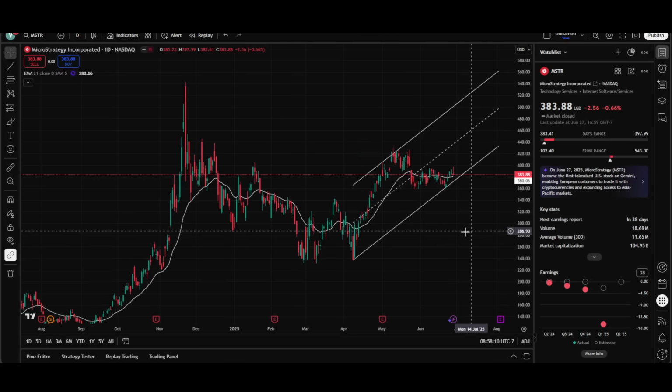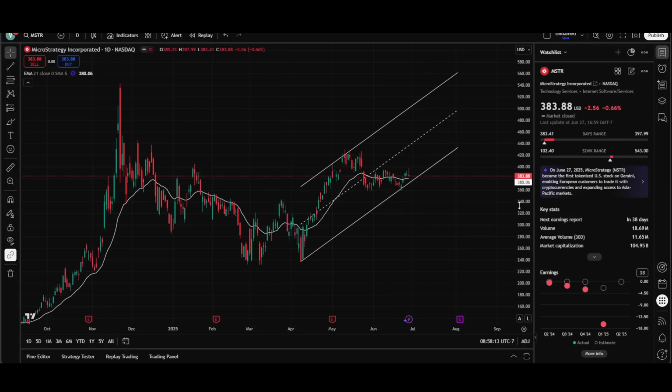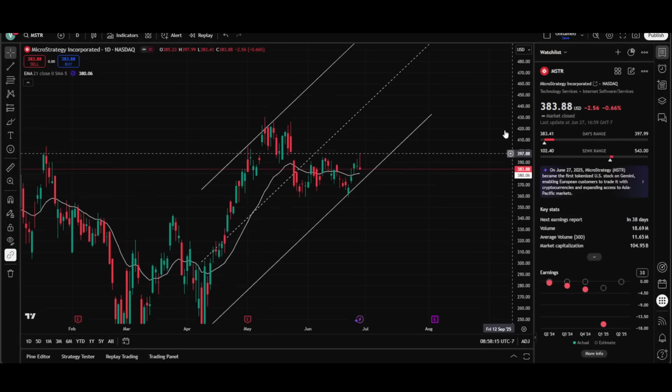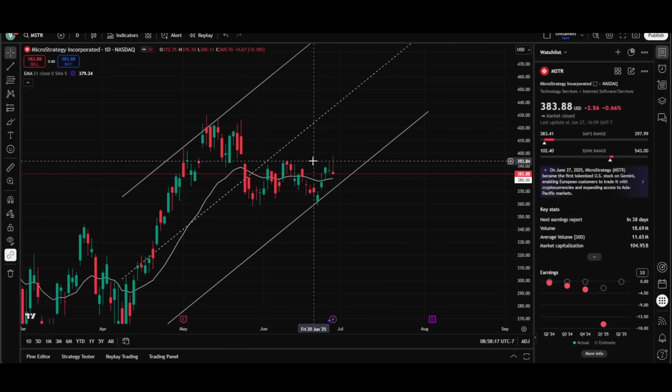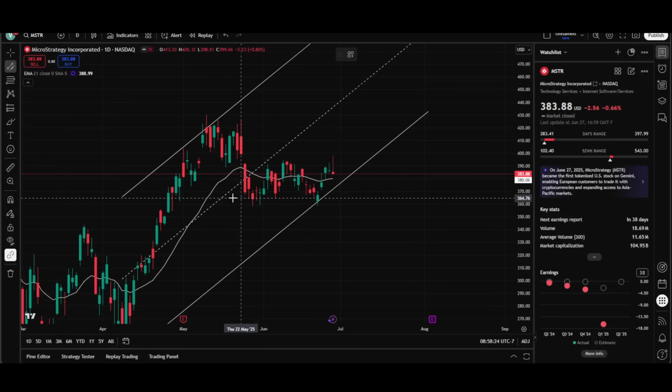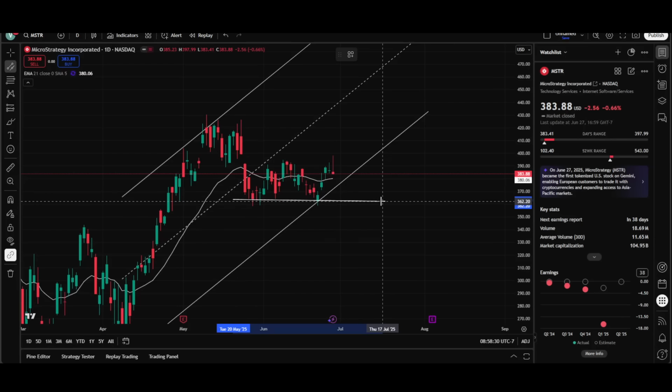So let's take a look at MicroStrategy and what's going on in the price. Well, in the near term, it's just stuck between the 393 level and the 363 level. So it's a $30 range that price is stuck inside of. Basically, that started back on May 23rd. So it's been sideways ever since.